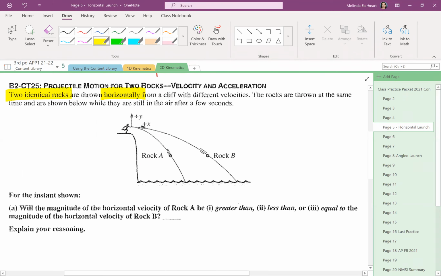It says 2 identical rocks. Not that mass matters to us right now, but that would mean they have the same shape, same size, same mass. But they are thrown with different velocities. They're thrown at the same time, so the time equals 0, the timer starts the same time for both.